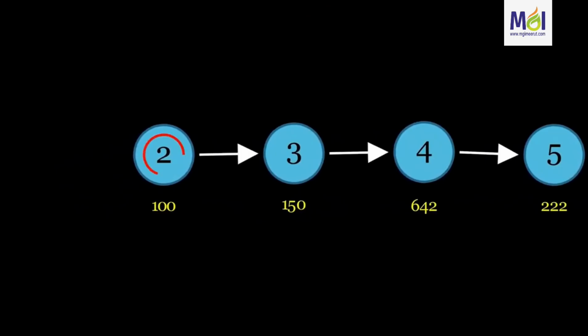Each node in a linked list contains the data and a pointer or a reference to the next node. This reference is simply the memory address of the next node.